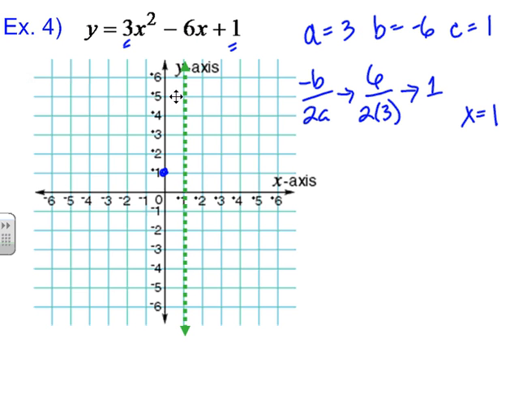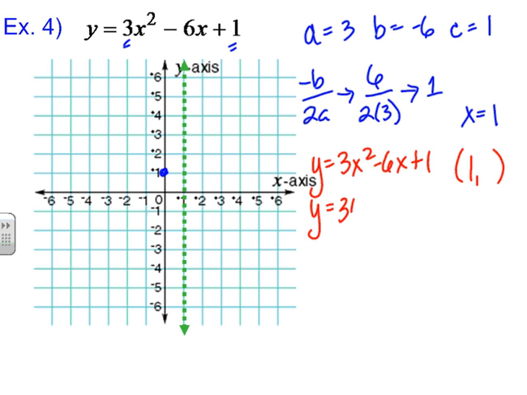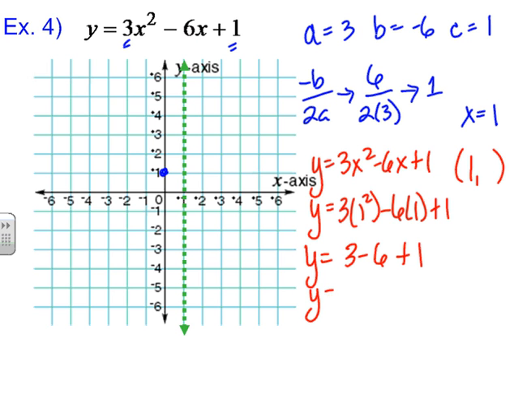Okay, and then what we're going to do is we are going to now use that 1 and find our vertex. So we're going to plug 1 into y equals 3x squared minus 6x plus 1. So y equals 3 times 1 squared minus 6 times 1 plus 1. And again, just order of operations. Ends up being 3 minus 6 plus 1. And continuing on with order of operations until you get down to your final answer. And here we get 1, -2. So 1, -2. There's our vertex, and there's that -1.